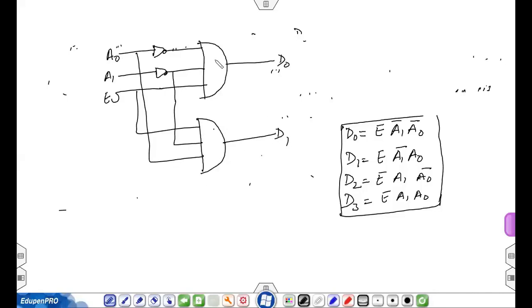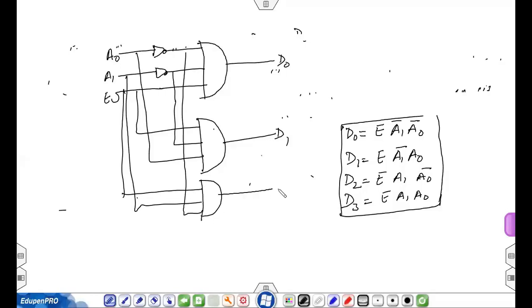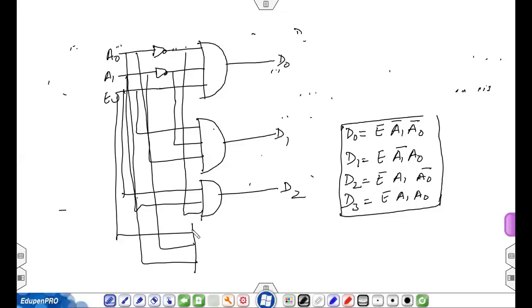Then again you have E, A1 and A0 complement, and you say it is D2. Again you have E, A1 and A0, and you say it is D3. So this is basically the design of the 2 to 4 decoder.